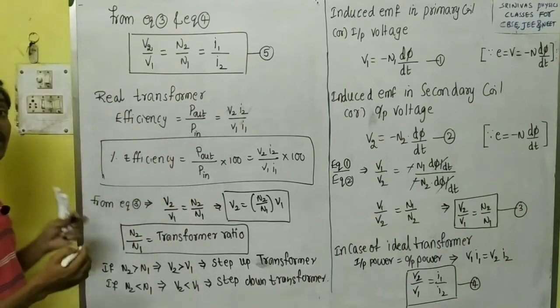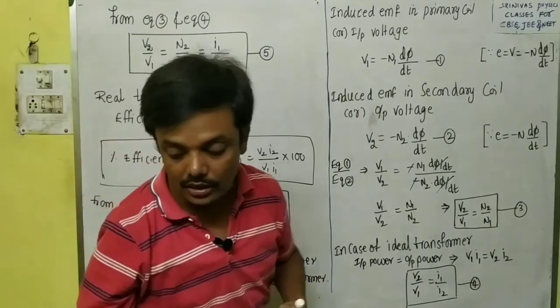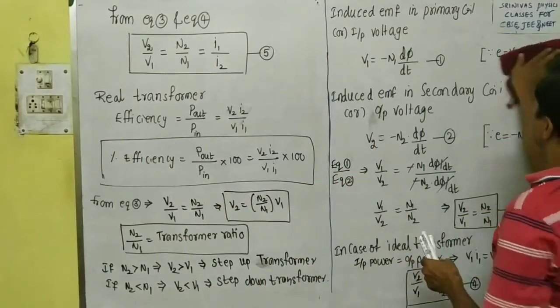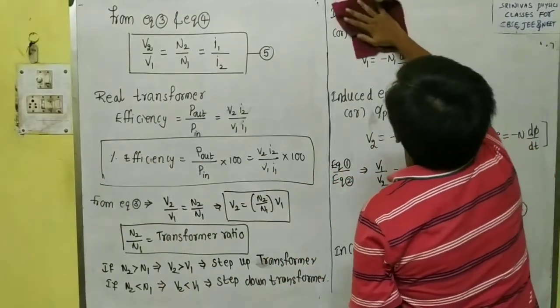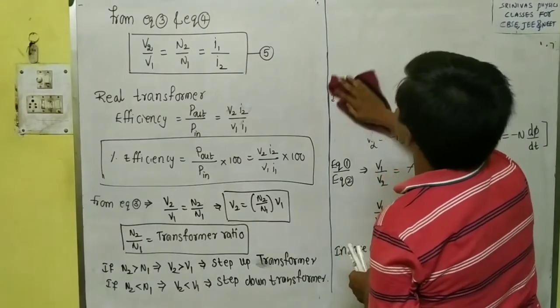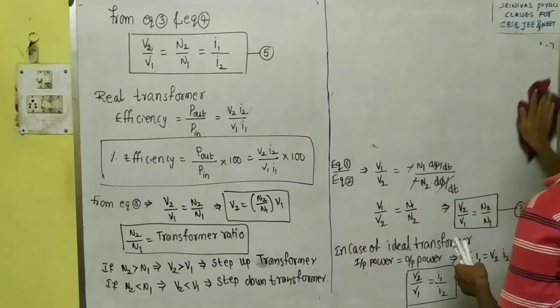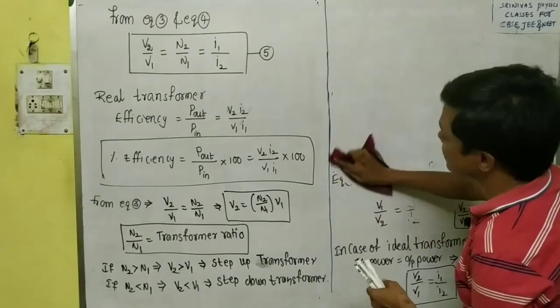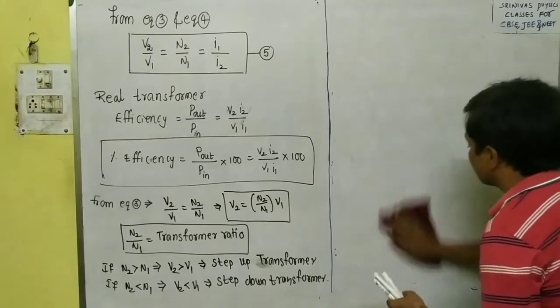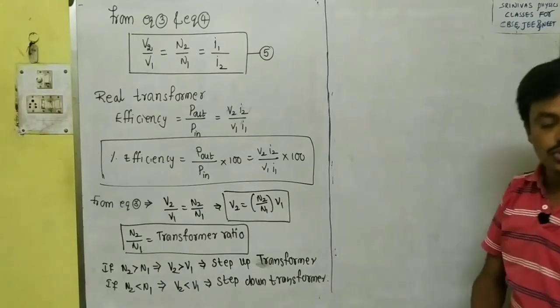Now there are several losses. Why are real transformers not 100% efficient? However much power or energy you give as input, that much energy you will not get in the output. In a transformer, there is a loss of energy. Why does it occur, and how can we reduce it?